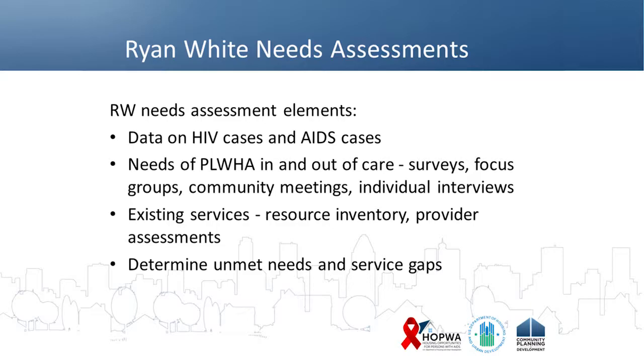And the needs assessment steps that they outline in their planning documents includes all of these things: data on HIV cases, the needs of persons in and out of care, the existing services that are available, any service gaps and needs, and so forth. So all of this should sound familiar. It is the set of things that we have already talked about of what should be in a needs assessment. So we're really in very close alignment with what Ryan White is doing.